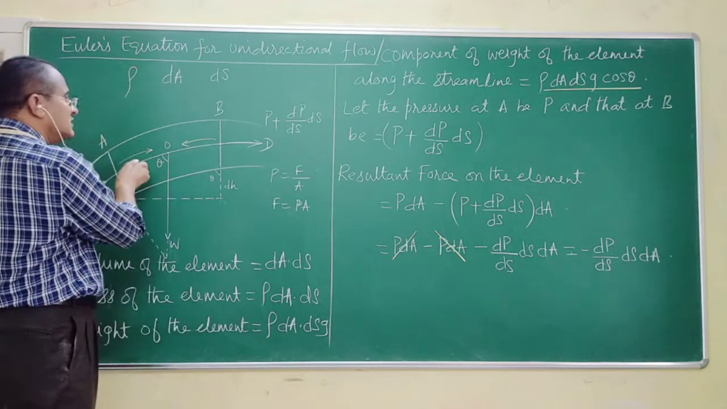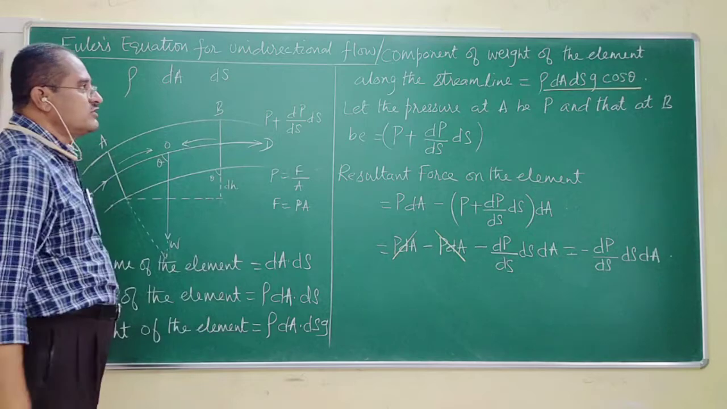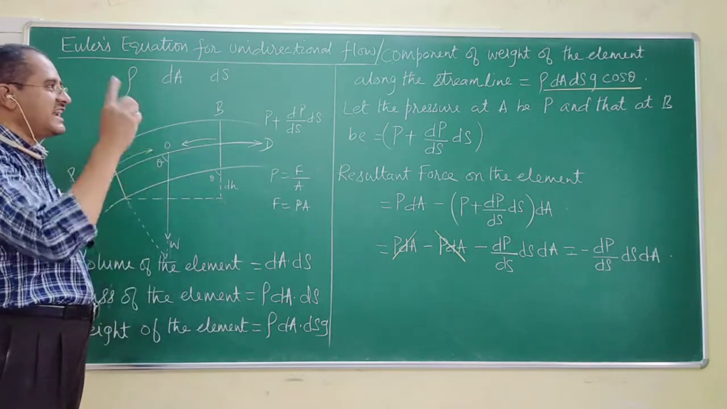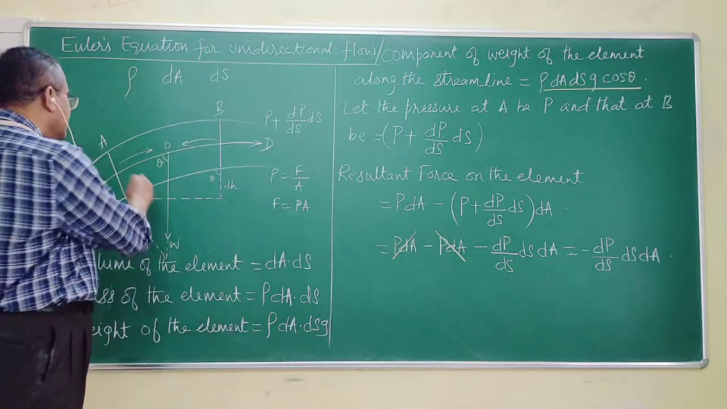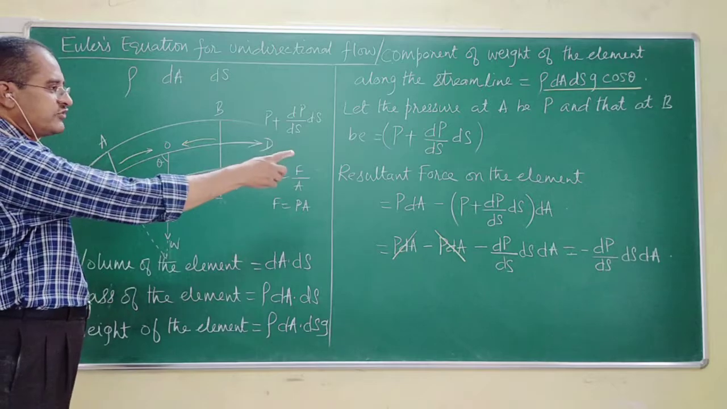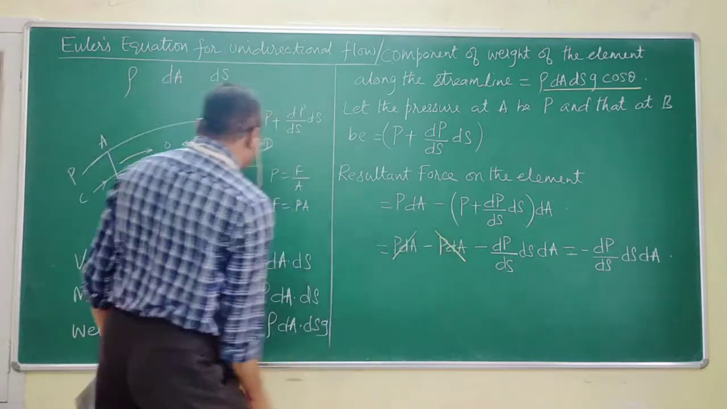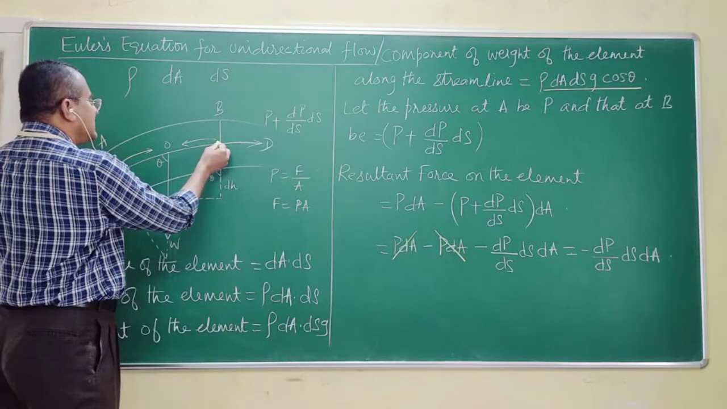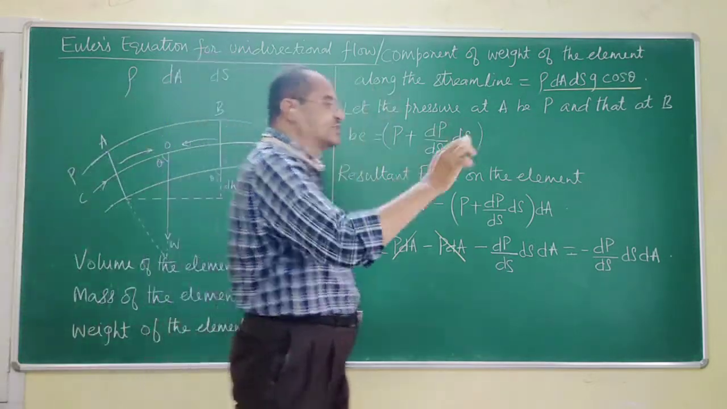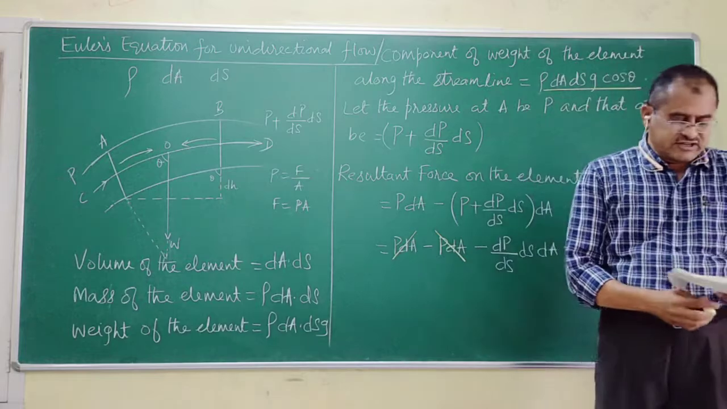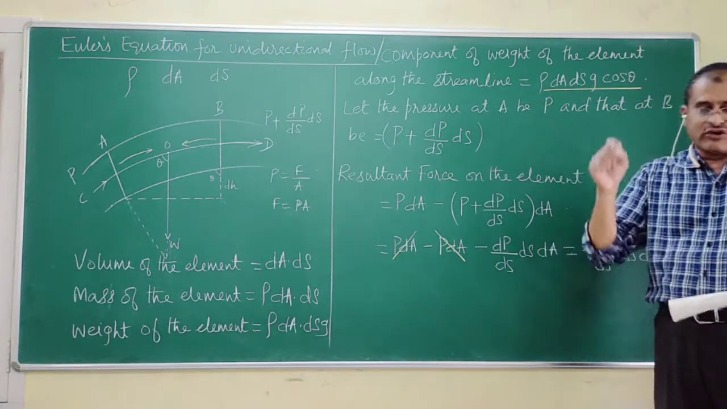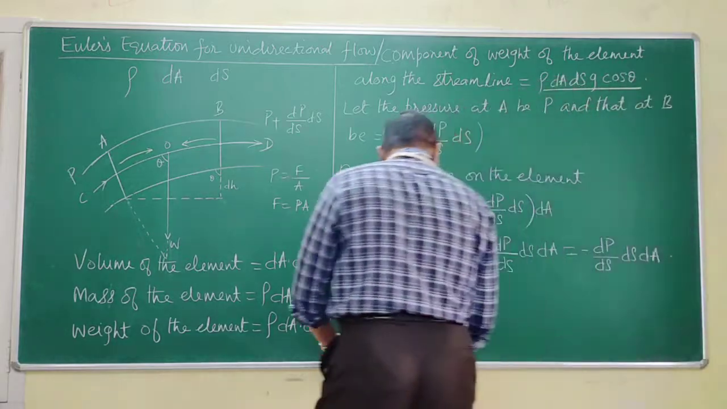Mind you, one force is acting along this direction, the other one is acting along this direction. Which one is acting along this direction? Component of weight of the element along the streamline, rho dA ds g into cos theta, is acting along this direction. Resultant force of the element, because of the negative sign, is acting in a direction opposite to the streamline. If you take the difference of these two, you will be able to arrive at the net force acting on the element.